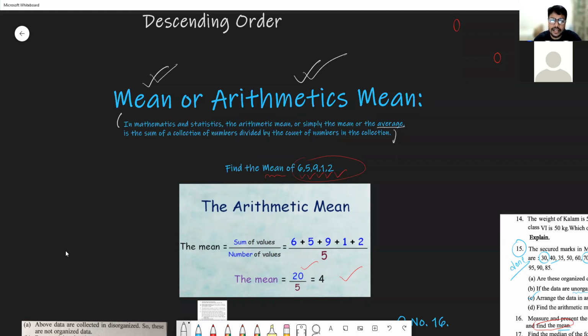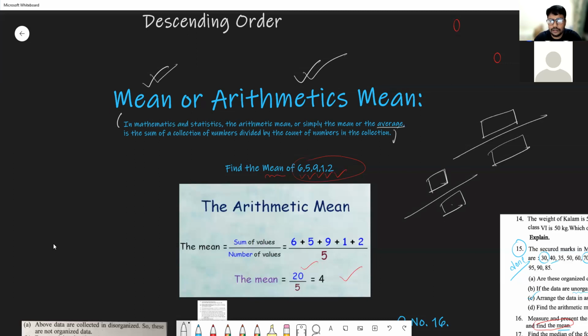So in mathematics and statistics, arithmetic mean, or simply mean or average, is the sum of a collection of numbers divided by the count of numbers in the collection. That means the sum of all the given data divided by the number of data. Like the math scores of 30 students, their total score sum divided by the number of students, 30. Clear?